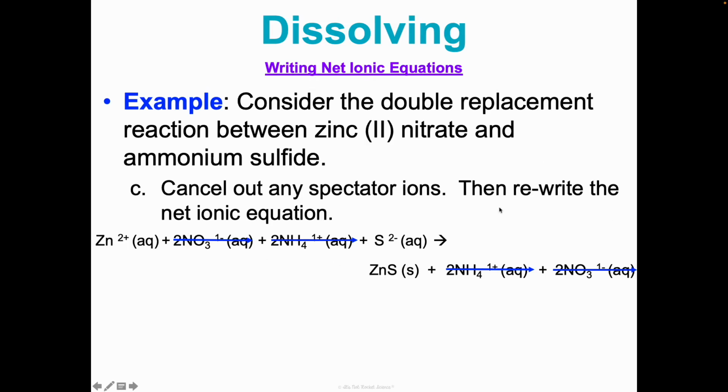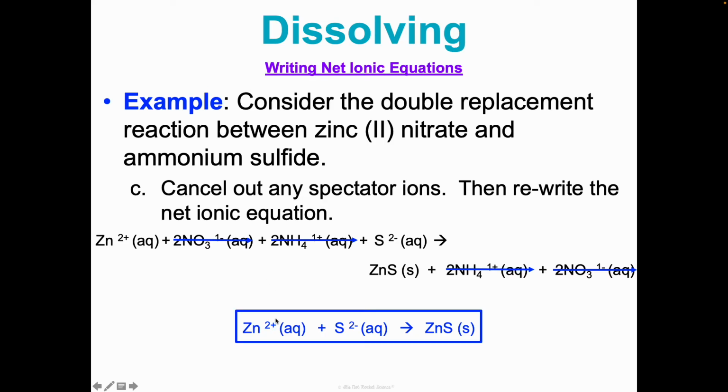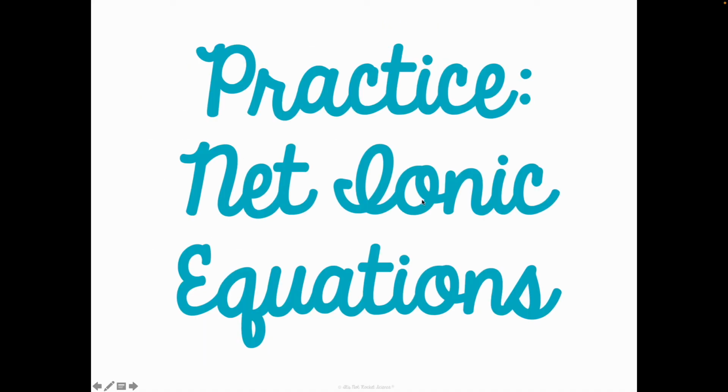Now you're going to rewrite the net ionic equation with what's left. I've got zinc 2 plus aqueous, I've got the sodium ion aqueous, and it's going to make this precipitate, a zinc sulfide solid. That's what you did. You just wrote a net ionic equation. Hooray! Okay, again, this is one of those things I promise gets so much easier the more you do it. So for class, we're going to pause and practice this. As always, for the sake of the video, though, we're going to keep moving forward.